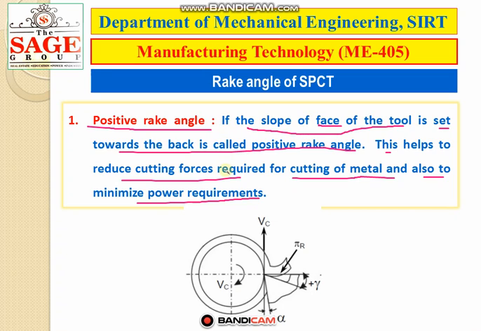So this is showing the definition of positive rake angle and the importance of the positive rake angle, why it is provided to the single point cutting tool, because this helps to reduce the cutting forces required for cutting metal, and also it minimizes the power requirement. This is the diagram which is showing the positive rake angle, plus gamma. Slope of the tool face is set towards the back, is called positive rake angle.